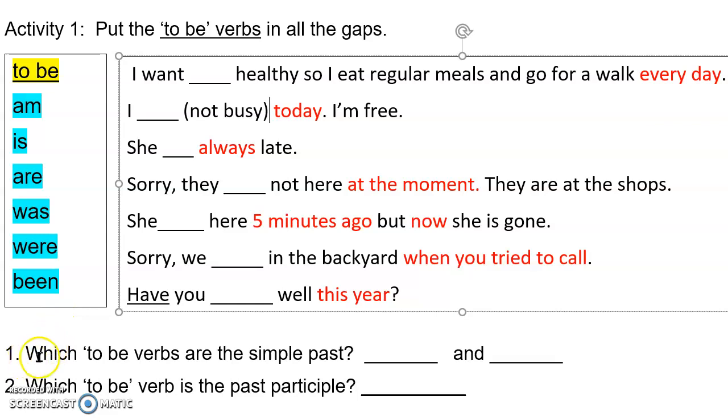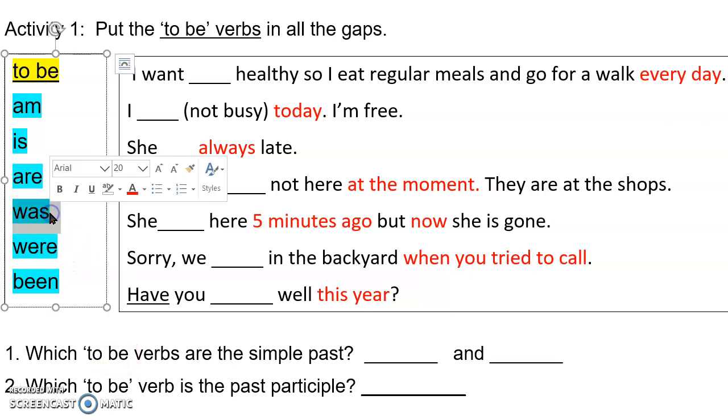Okay, when you've finished, you can try number 1 and number 2 here. Which to be verbs are the simple past? Number 2, which to be verb is the past participle? So we know the to be verb has 2 simple past, and they are was for singular subjects and were for plural subjects, and our to be past participle is been.